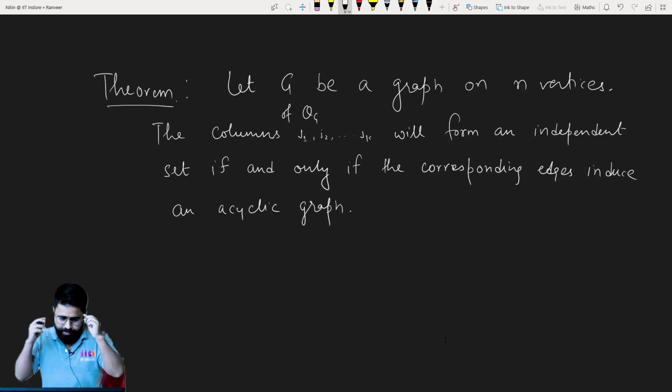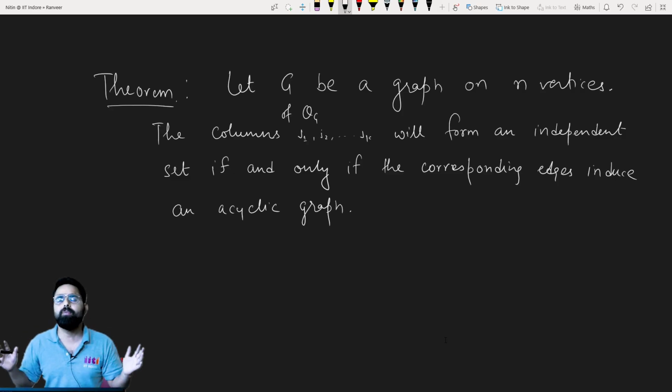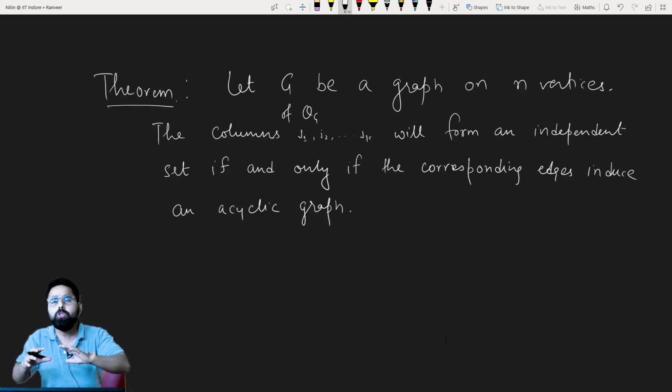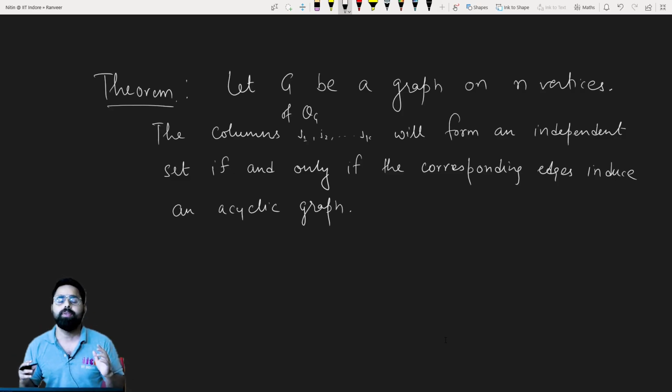Basically it says that you are choosing k columns, and these columns correspond to some edges. If these edges induce an acyclic graph, meaning there is no cycle in it, only then these columns will form an independent set; otherwise they will form a dependent set. If there is a cycle in the subgraph induced by these edges, then the corresponding columns will form a dependent set. So, let us see the proof of it.